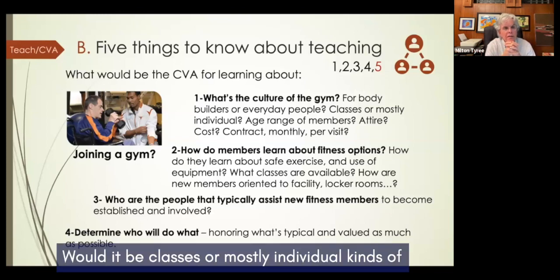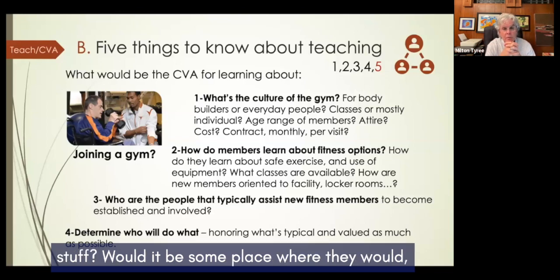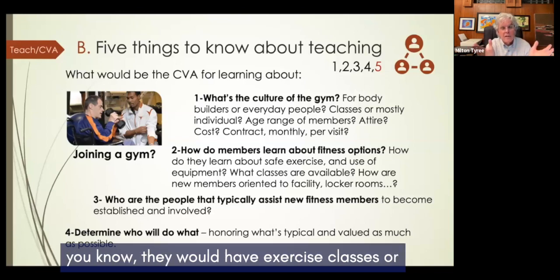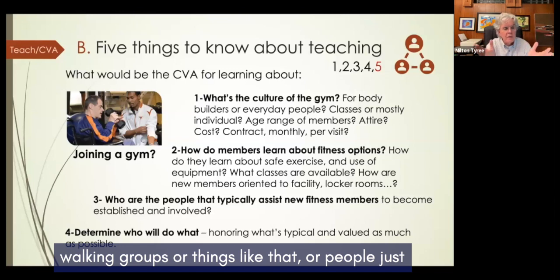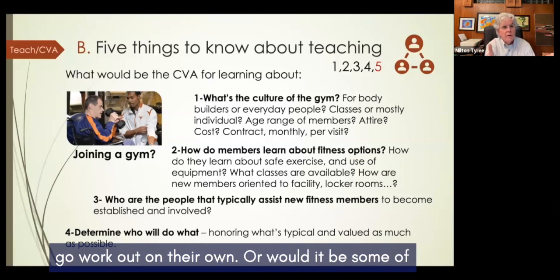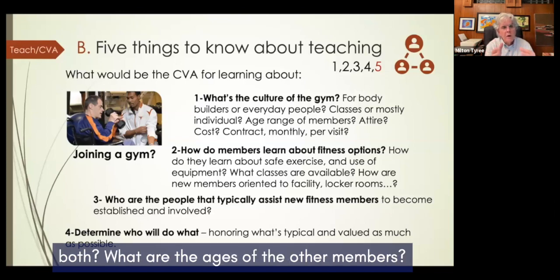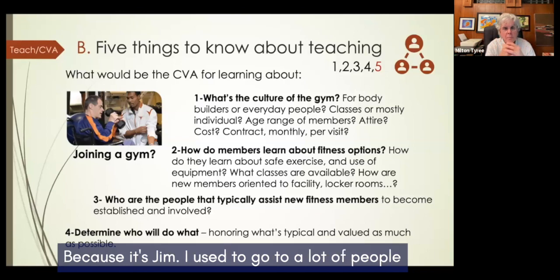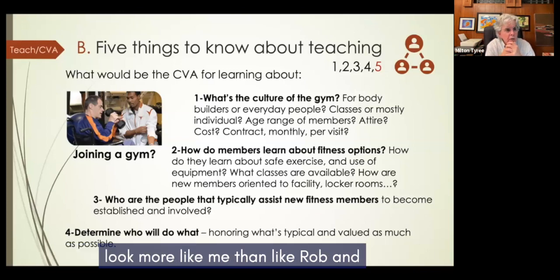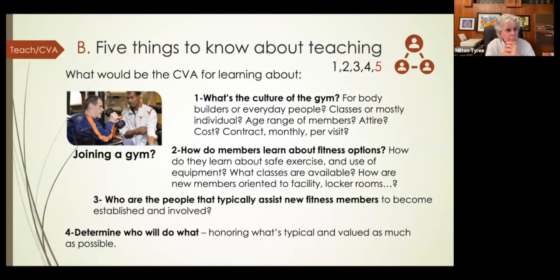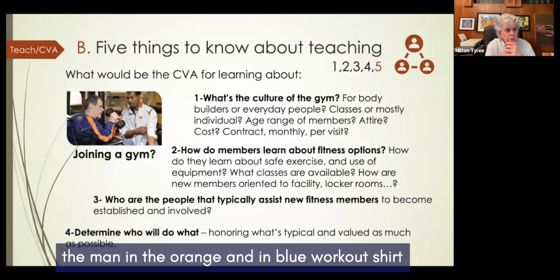Would it be classes or mostly individual kinds of stuff? Would it be someplace where they would have exercise classes or walking groups or things like that? Or people just go work out on their own? Or would it be some of both? What are the ages of the other members? Because this gym I used to go to, a lot of people look more like me than like Robin, the man in the orange and blue workout shirt here.